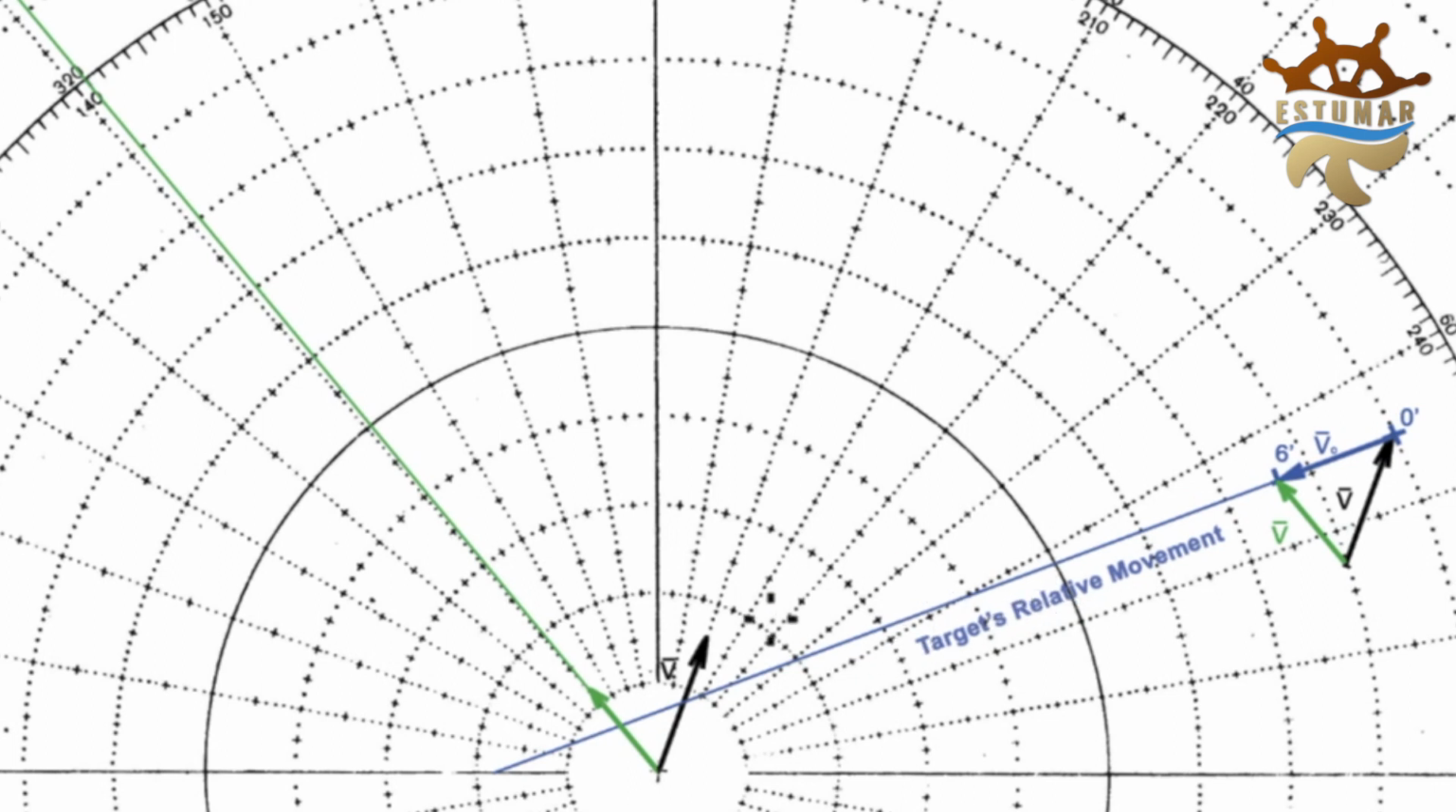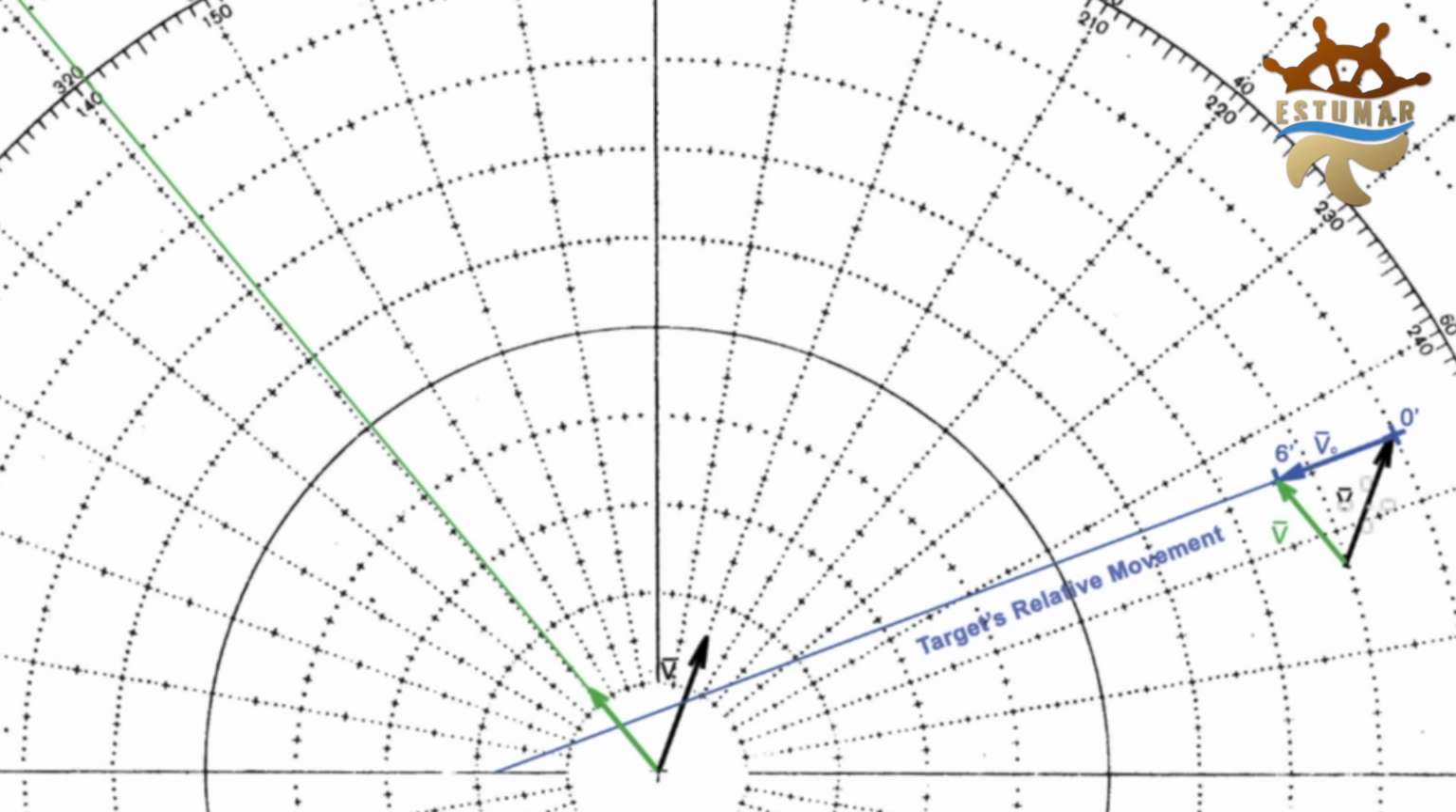What else can we see here? We can see that this target will pass us in quite close proximity, let's say half a mile, 6 cables, which is not enough, and we want to increase our CPA, closest point of approach, and let's say we want 2 miles for some reason.